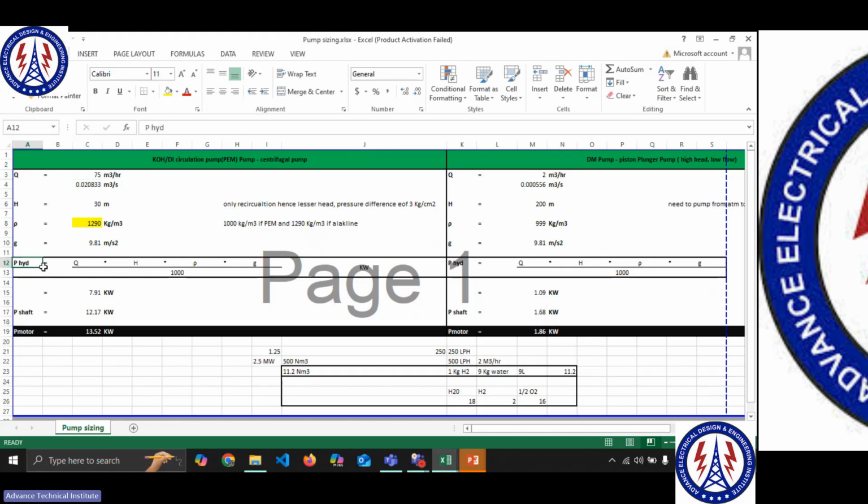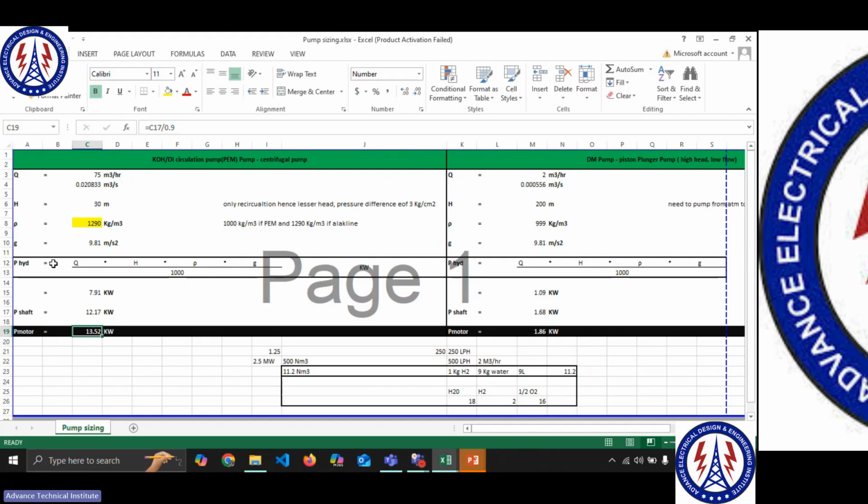First thing to get familiarized with is the hydraulic power equation. That is flow in meter cube per second into head into density of the material into G divided by 1000. This will give you hydraulic power. We need to find the hydraulic power for ultimately the motor of these pumps. First we find the hydraulic power, then we find the shaft power, and then finally we find the motor power.